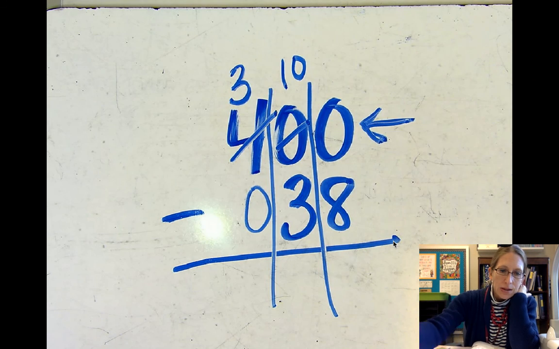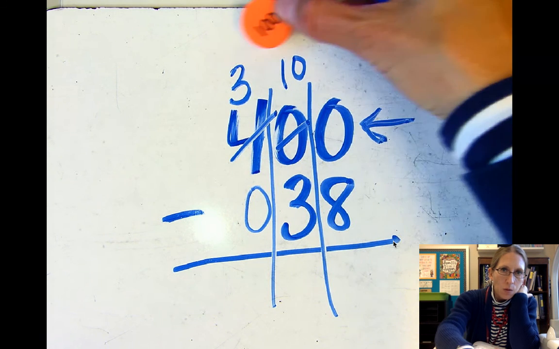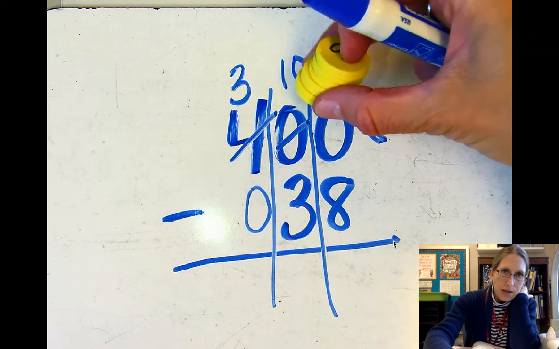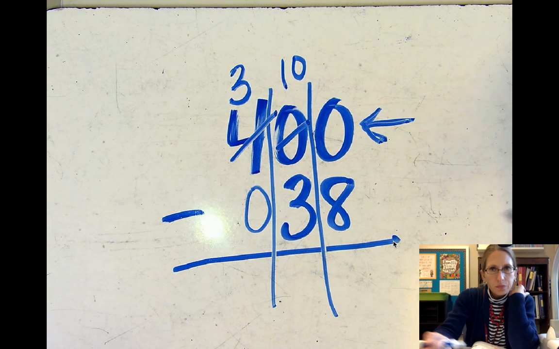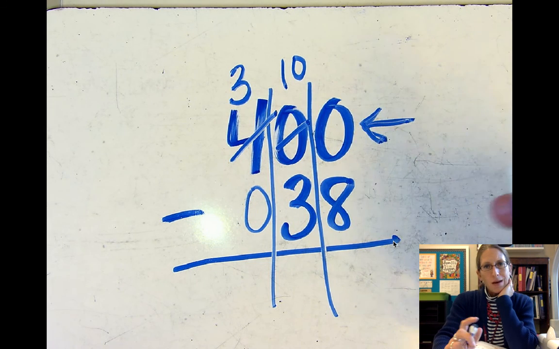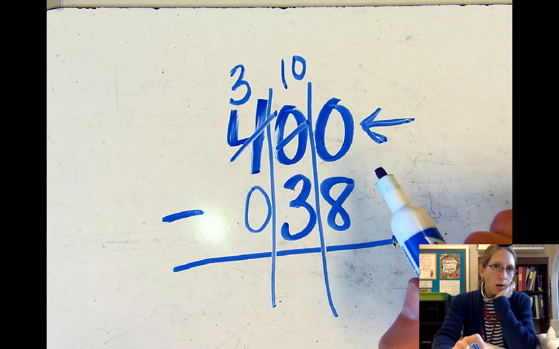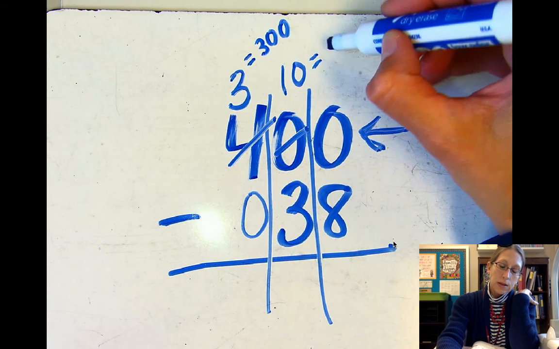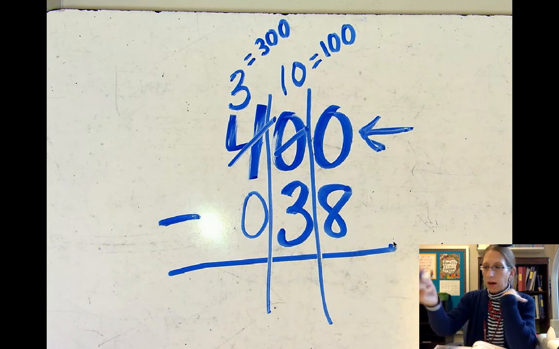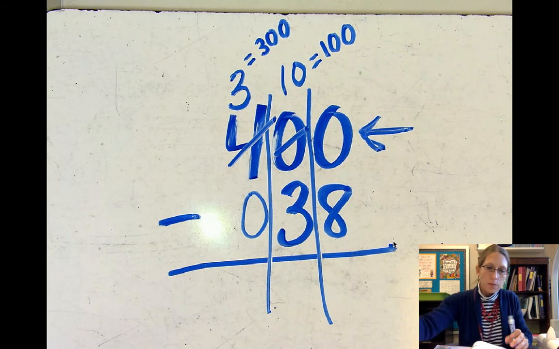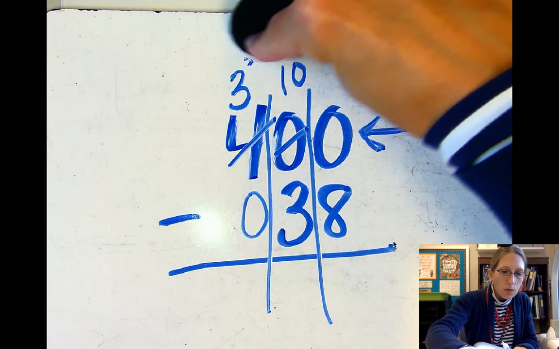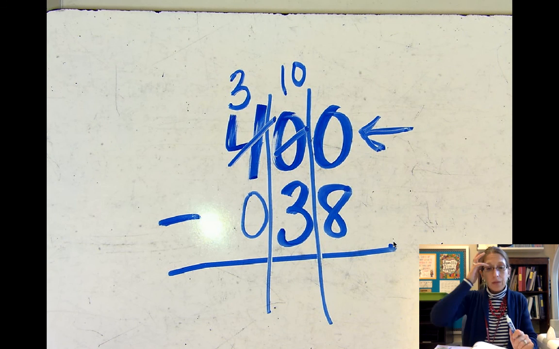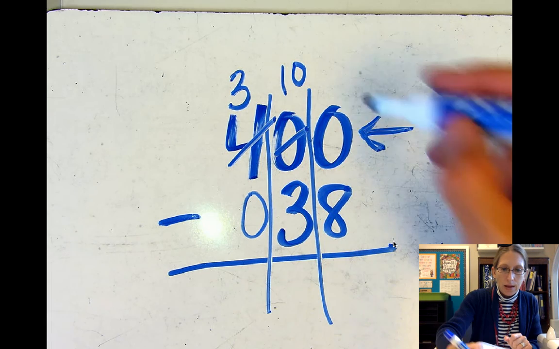So remember, it's kind of like we're taking one of these 100s and we're renaming it as 10 tens. Because we know that 10 tens is the same as 100. Now what I like to do is stop here and check, wait, do I still have 400? Well, this is 300. 10 tens is 100. So yeah, I still have 400. But even though I've renamed, I still can't subtract in the ones place. So I have to rename again.